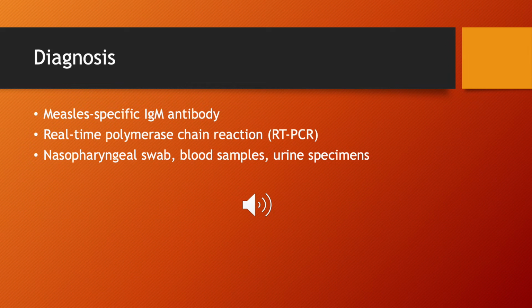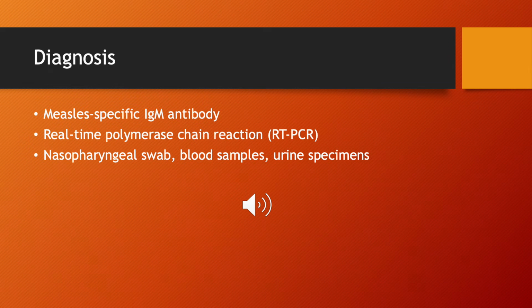Per the CDC, laboratory confirmation is essential for all sporadic measles cases and all outbreaks. Detection of measles-specific IgM antibody in serum and measles RNA by real-time polymerase chain reaction, also known as RT-PCR, in a respiratory specimen are the most common methods for confirming measles infection. These laboratory tests are obtained by either a nasopharyngeal swab or a blood sample. The virus may also show up in the urine, so if the patient is able to, have a urine test as well.